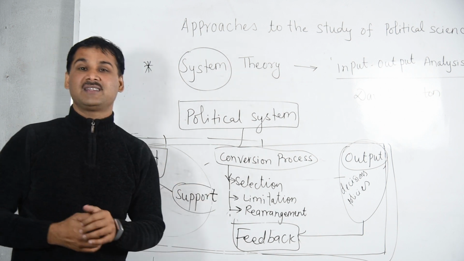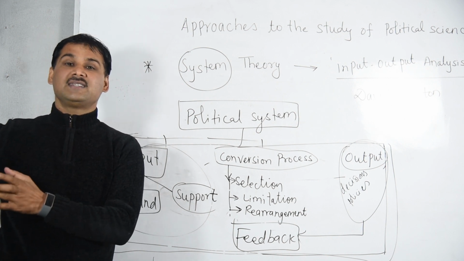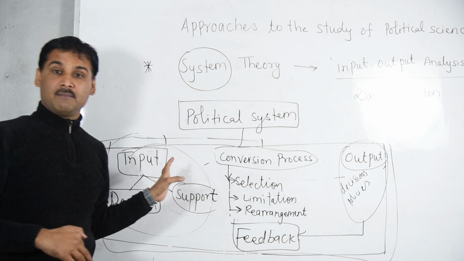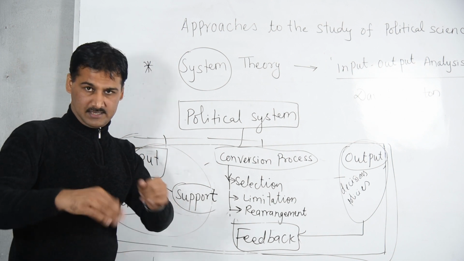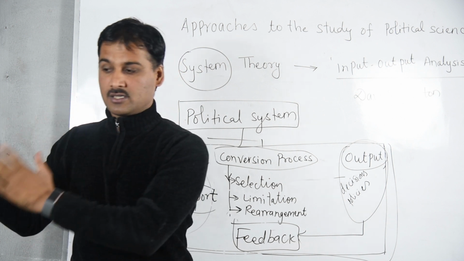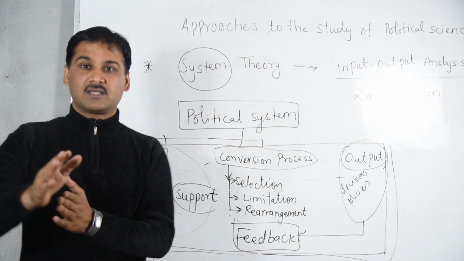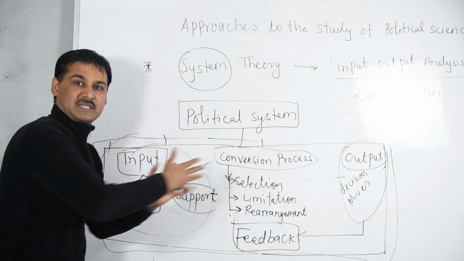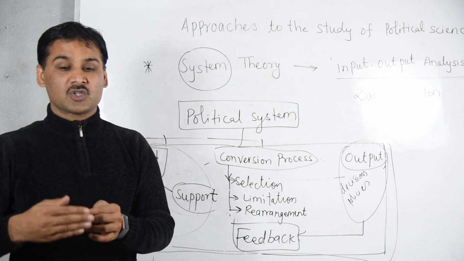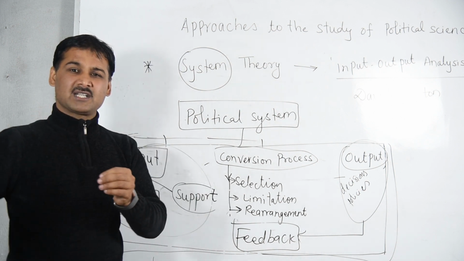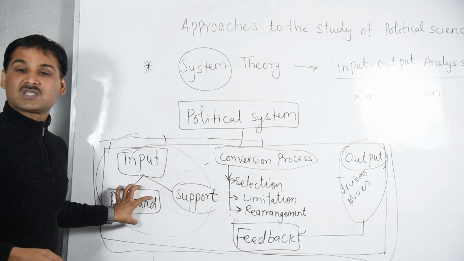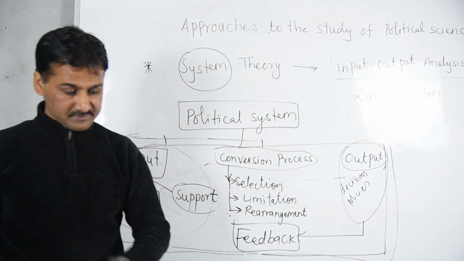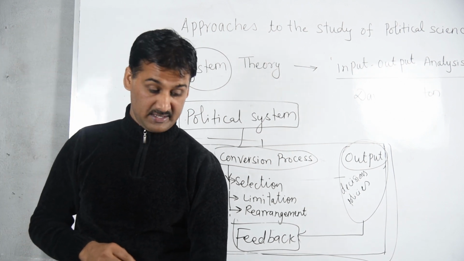Second, it is easy to explain the change of politics. The changes in politics can be explained so easily by this approach. There are demands, there are supports, there is a conversion process, the outputs that were made, and that is why the change is happening. The development happened simply because of proper demand and proper support. The deterioration of politics, or the political parties and political systems, keep on changing simply because those demands were not proper and supports were not properly made. That's why political changes were happening. So it is easy to explain the changes in politics.